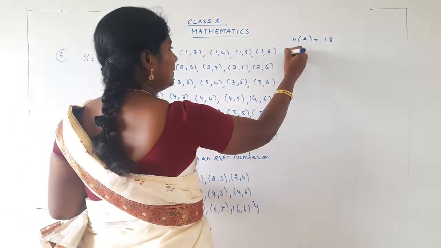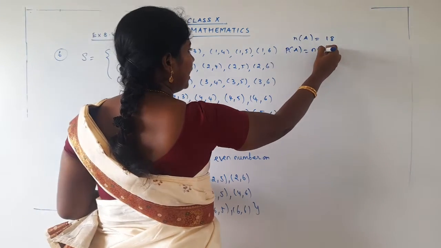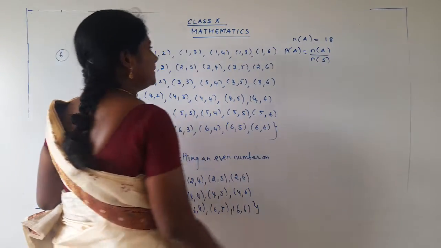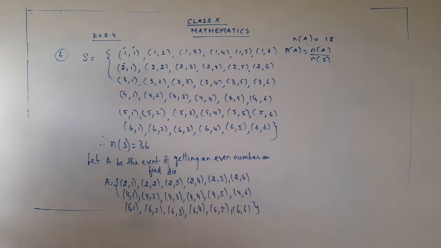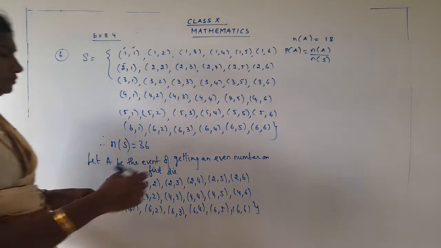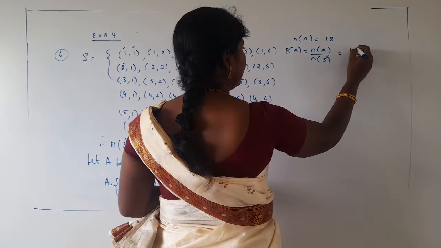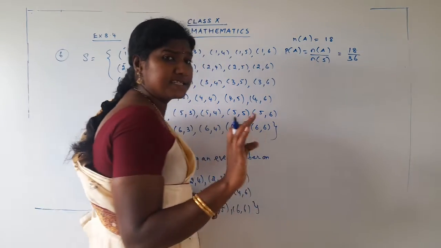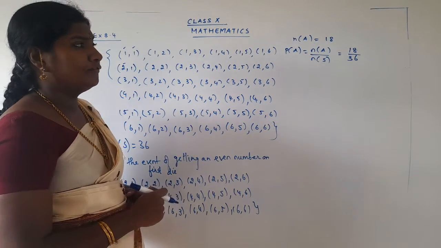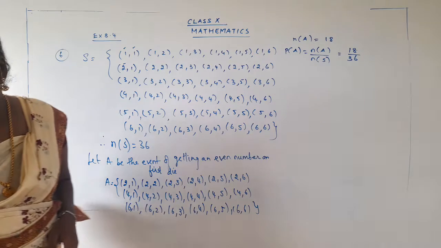So what is P of A? P of A is equal to n of A upon n of S. So this is equal to 18 upon 36. No need to simplify, just keep this as it is. So I found the value for P of A, which is equal to 18 upon 36.